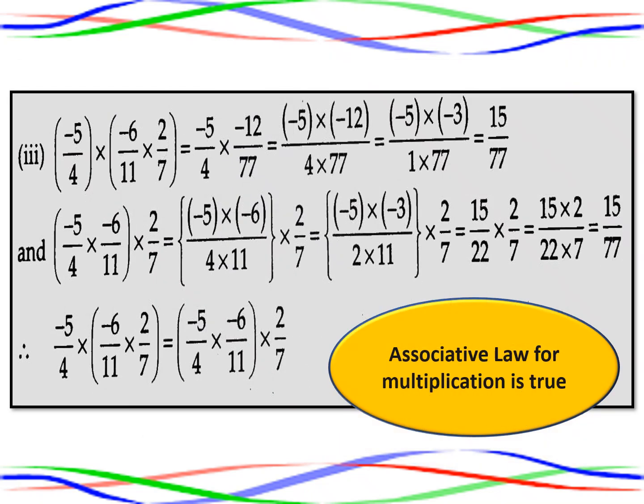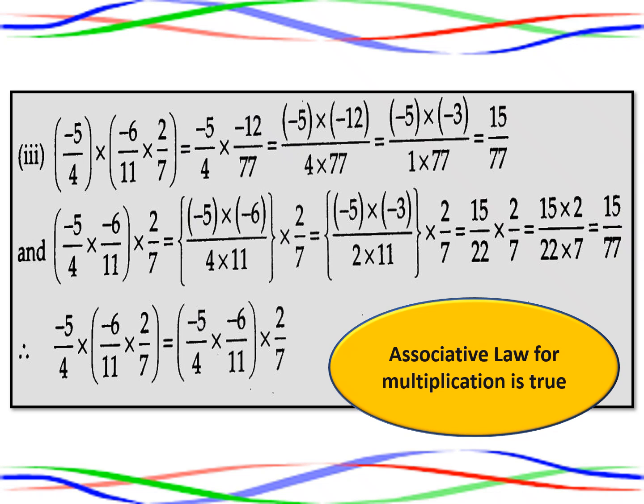Considering the multiplication process to check for the associative property. Now, three rational numbers are randomly taken: minus 5 by 4, minus 6 by 11 and 2 by 7. In the LHS, minus 6 by 11 and 2 by 7 are combined within the bracket and the product is calculated within the bracket. Whatever is there, the resulting answer should be calculated and then the number outside should be multiplied.